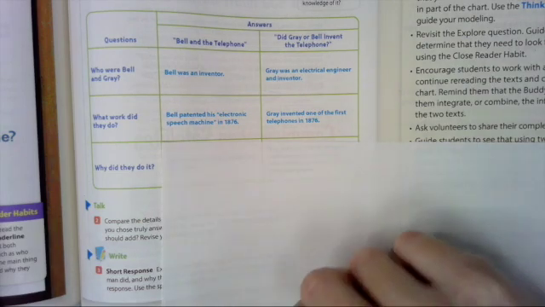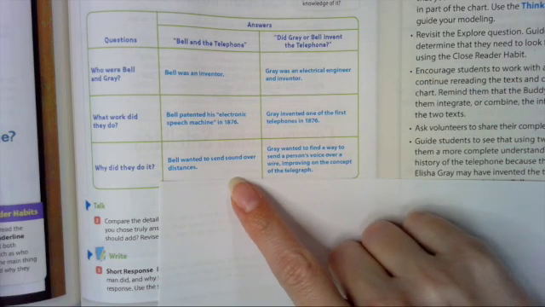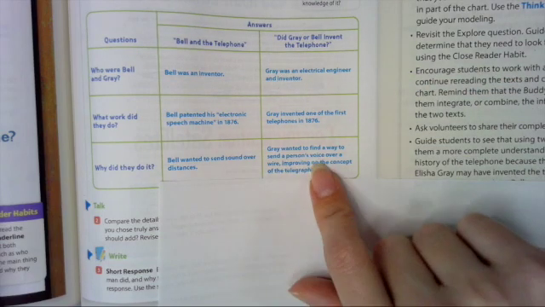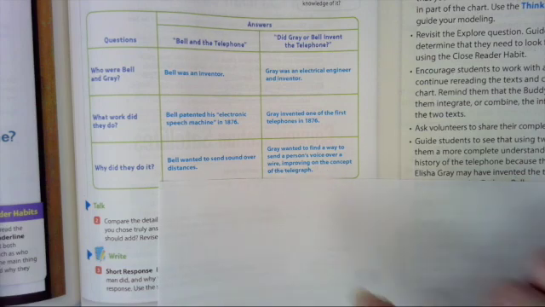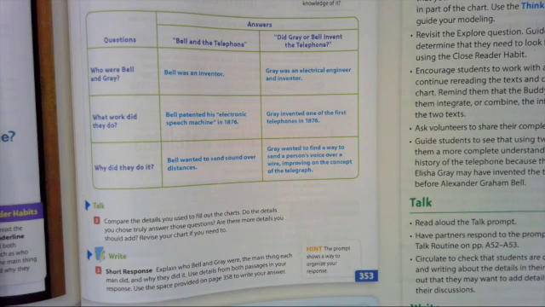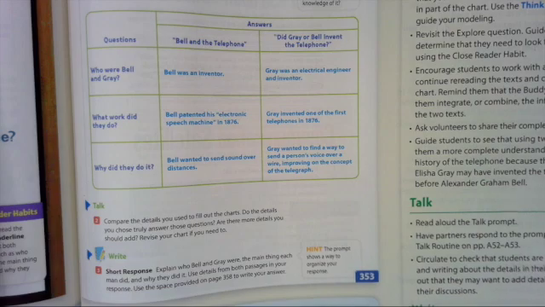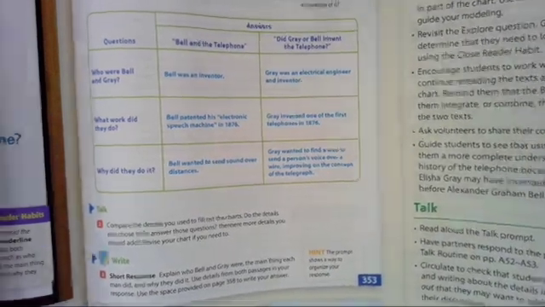Why did they do this work? Well, Bell did it because he wanted to send sound over long distances. And Gray wanted to send a person's voice over a wire to improve the telegraph. So many people liked the telegraph, but they wanted more than just the telegraph. If you need to take a minute to pause the video to get those responses down, you may. And then you can unpause the video so that we can write our short response on page 358.